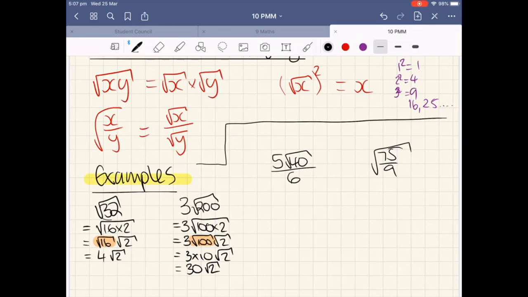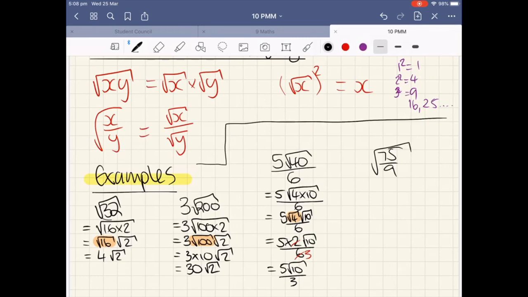Heading over to the next example now, I want to think of a square number that is a factor of 40, and all I can think of is 4. So let's write that as 4 times 10, keeping our denominator of 6 there. Separating that out again, we have 5 root 4 root 10 over 6. That root 4 is just sitting there asking to be evaluated. So we're going to do that. We've got 5 times 2 root 10 over 6. Awesome. Let's simplify now while we can. So we can cancel that out, which gives us a final answer of 5 root 10 on 3.